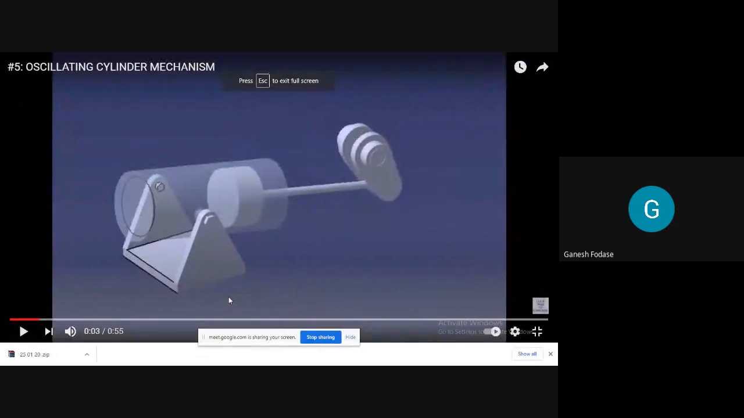Okay, is it visible to you now? Yes, sir. This YouTube video. Okay. Now see again, this diagram you can see here. This arrow is visible? Yes, sir. Yes, sir.